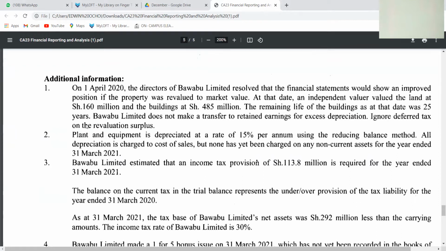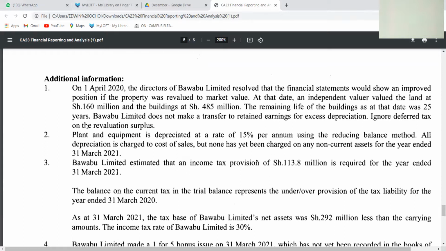They are saying that on 1st April 2020, the directors of Power Limited resolved that the financial statements could show an improved position if the property was revalued to market value. At that date, an independent valuer valued the land at 160 million and the building at 485 million. The remaining life of the building as at that date was 25 years. Power Limited does not make a transfer to retained earnings for excess depreciation. Ignore deferred tax on revaluation surplus.